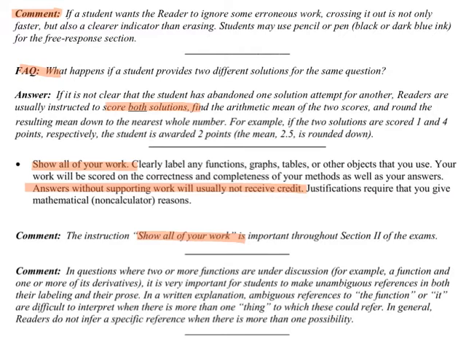All right. Next one: in questions where two or more functions are under discussion, for example, a function and one or more of its derivatives, you cannot make ambiguous references, okay? That's why in class all semester I said "it" is a dirty word. Readers will not infer a specific reference when there is more than one possibility. So you're not going to say it goes from increasing to decreasing. You're going to say the function goes from increasing to decreasing. You're not going to say it goes from positive to negative. You're going to say the derivative goes from positive to negative, etc. Okay? All right, let's keep going.